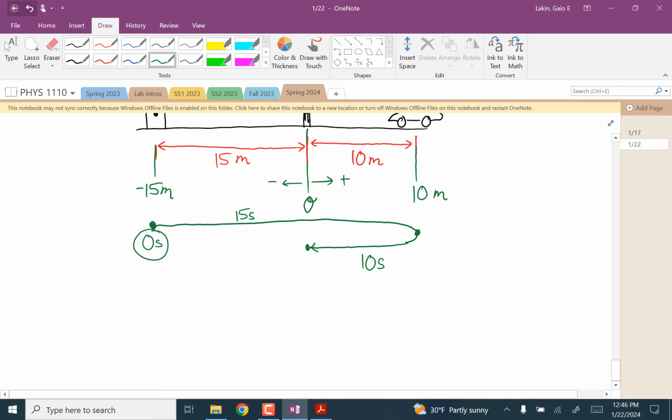If it says 0 seconds when the person leaves the shed and it takes 15 seconds for the person to get to the car, what does the stopwatch say when the person gets to the car? 15. Yep, 15. And if it takes 10 more seconds to get back to the fire hydrant, what does the stopwatch say there? 25, yep.